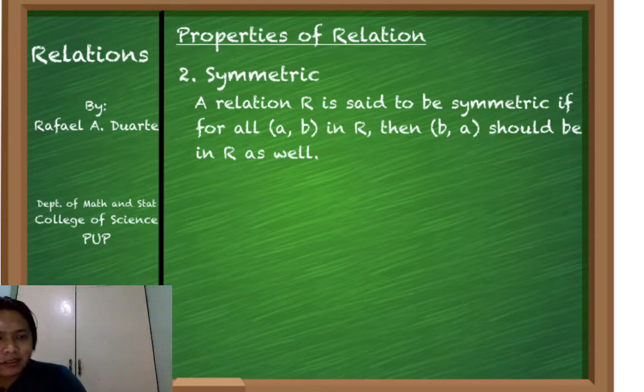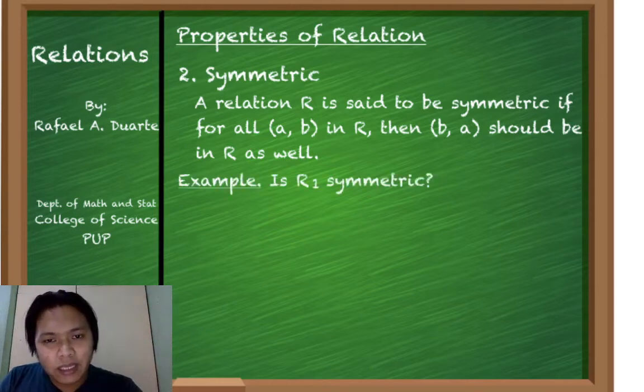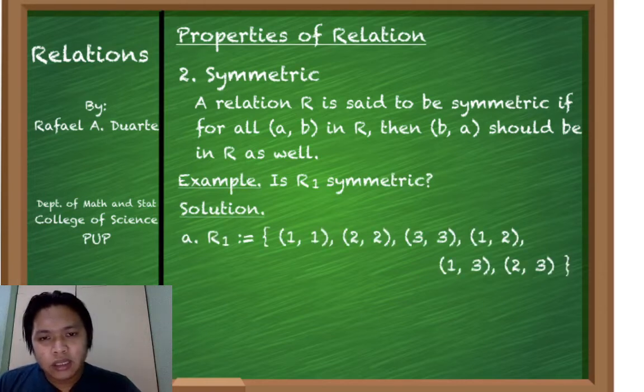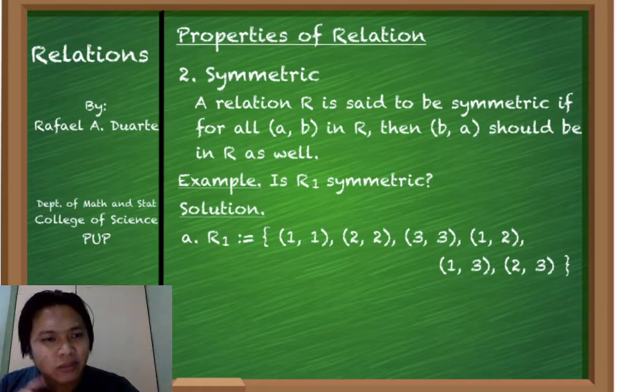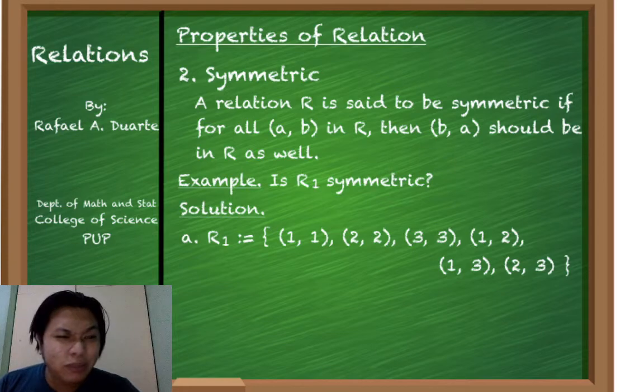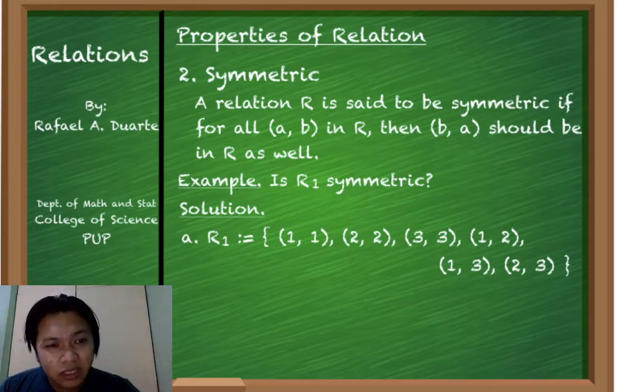Okay. Sige, let's try with R1. Is R1 symmetric? Yung (1, 1), (2, 2), tsaka (3, 3), sure ako na nandyan yung kabaliktaran niya, kasi yung kabaliktaran niya, yung sarili niya din. Tama? O, pasok na yung unang elements, may kabaliktaran siya, nasa loob ng R1. Ngayon, yung problema ko lang, yung remaining 3, yung (1, 2), (1, 3), tsaka (2, 3). Si (1, 2), yung kabaliktaran niya, yung (2, 1), wala sa loob ni R1. Si (1, 3), yung kabaliktaran niya, (3, 1), wala rin. Yung (2, 3), kabaliktaran niya, (3, 2), wala rin kay R1. So, therefore, R1 is not symmetric.